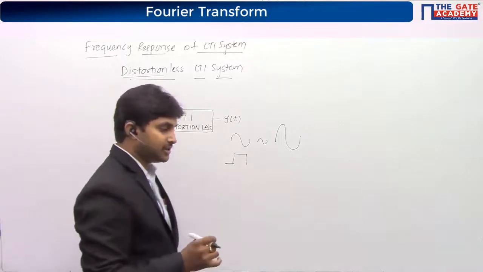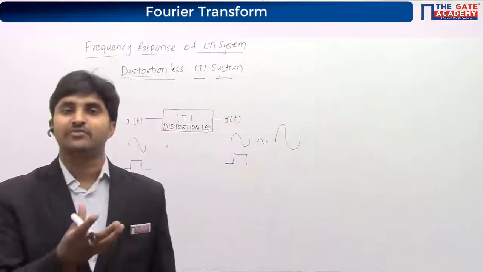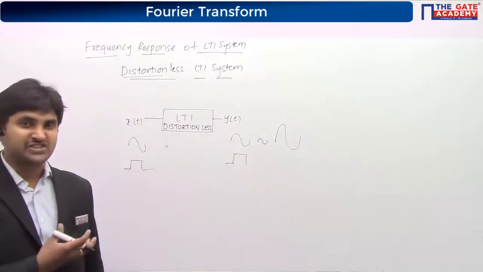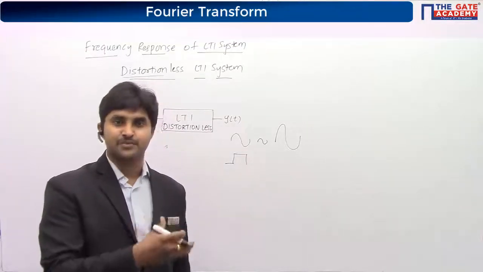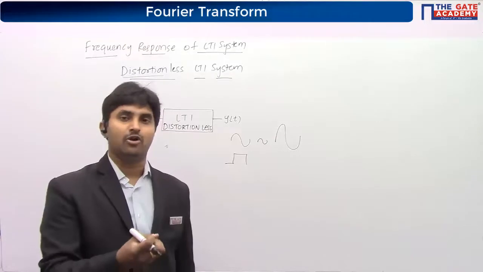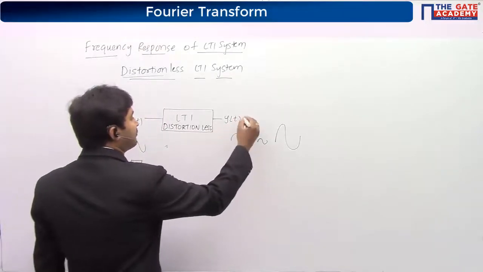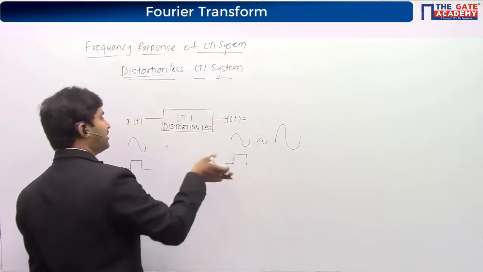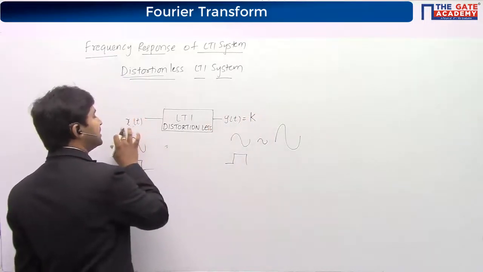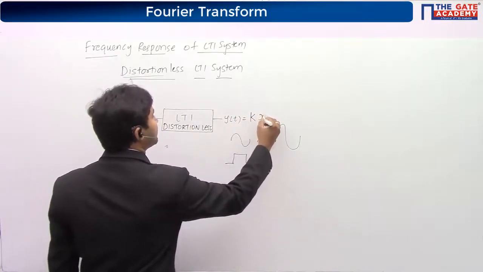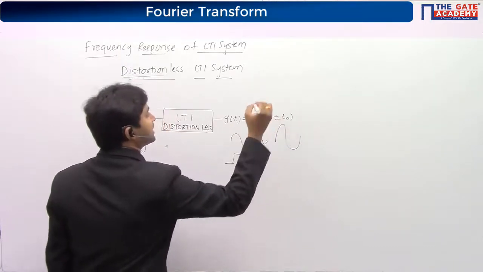So when we say there is distortion, what we are referring to is that the shape of the information has changed. If the shape is changing, it means your information is distorted. We call that a distortion. So when I say y of t is the output for a distortionless system, you can definitely have a change in the magnitude. Initially it is x of t, now it becomes k multiplied by x of t, and there can also be a phase shift.